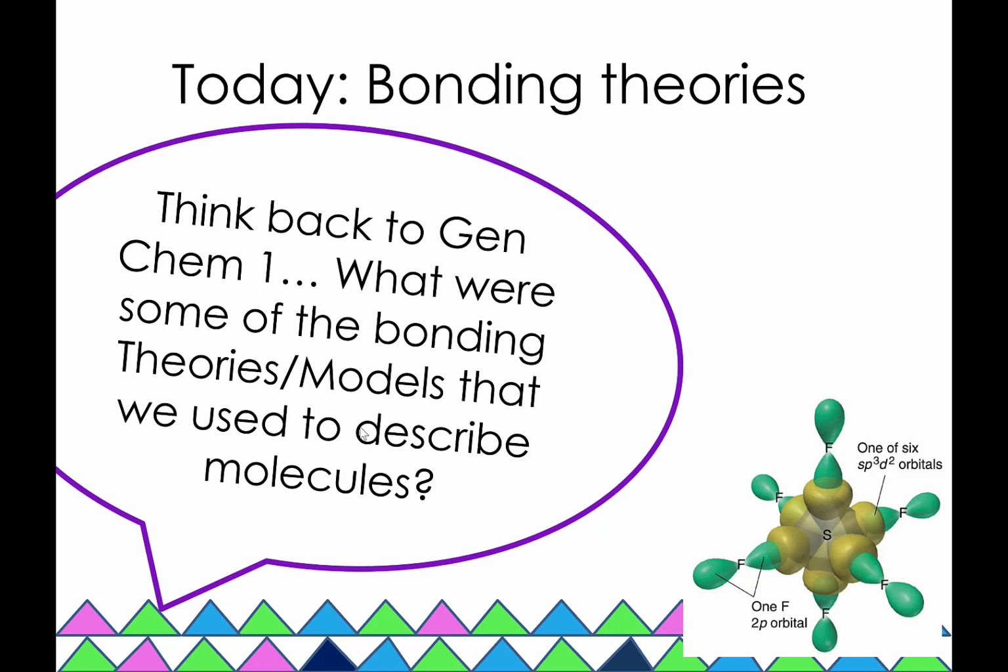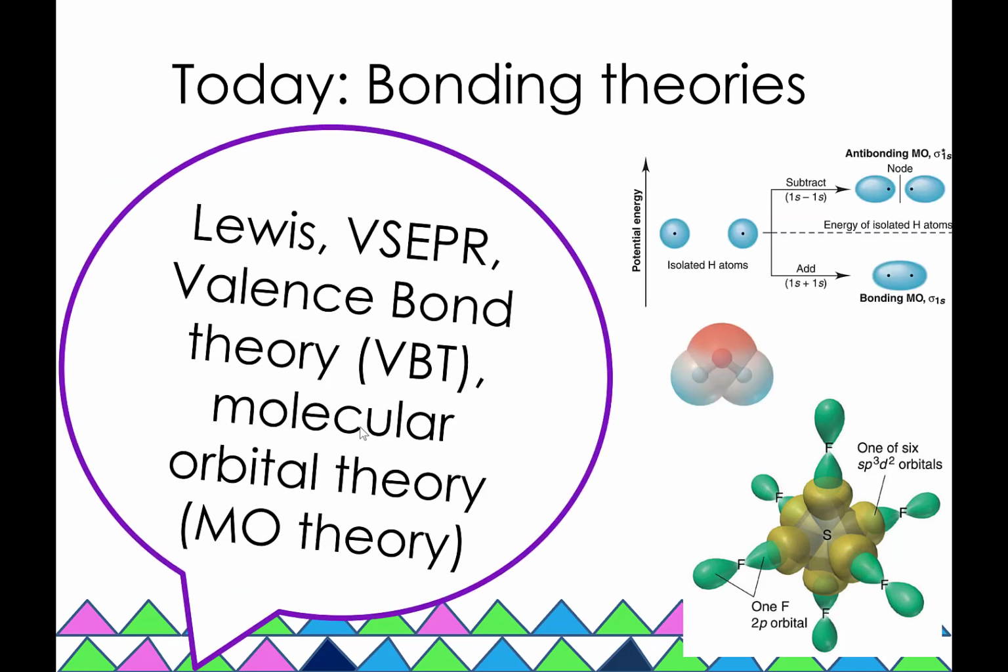Okay, so I want you to pause this lecture really quickly and think about and write down what were some of the bonding theories and models that we used to describe molecules back in Gen Chem 1. Okay, so hopefully you thought of Lewis dot structures, VSEPR, valence bond theory or hybridization, and molecular orbital theory.